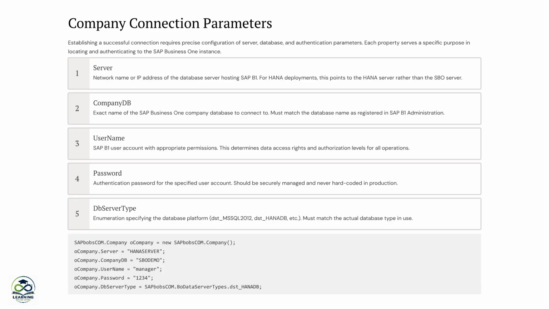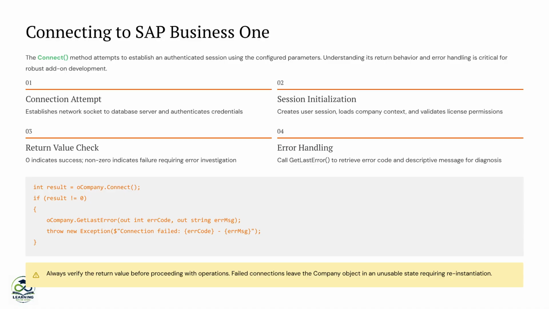Connecting requires setting precise parameters like the server address, the company DB name, and the valid username and password. The DB server type specifies the database platform in use. The connect method attempts to establish an authenticated session. It performs the connection attempt and session initialization. Always verify the return value, as a non-zero result indicates a failure that requires error investigation using GetLastError.